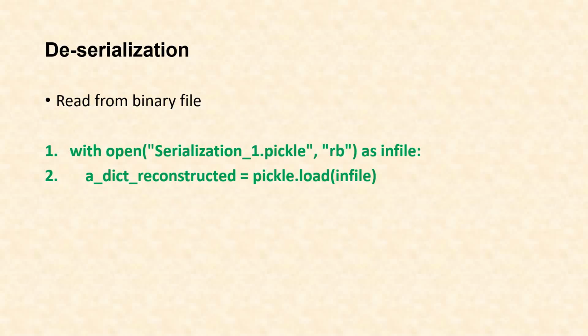Here is the example of the Python deserialization method. First, open the binary file, that is serialization_1.pickle, in read mode and assign it to a file handler, in_file. Then, using the load method of pickle, load the entire content of the file and dump it into a variable. Here I have used the variable a_dic_reconstructed.